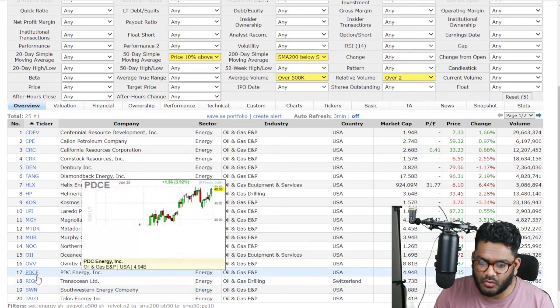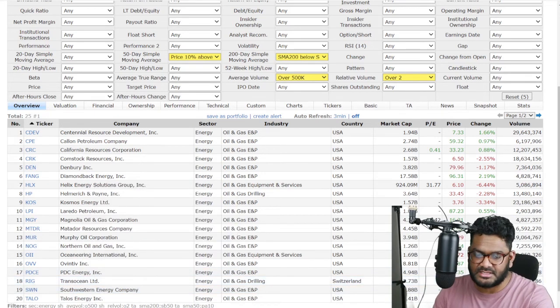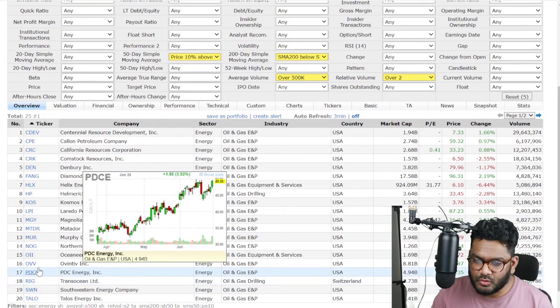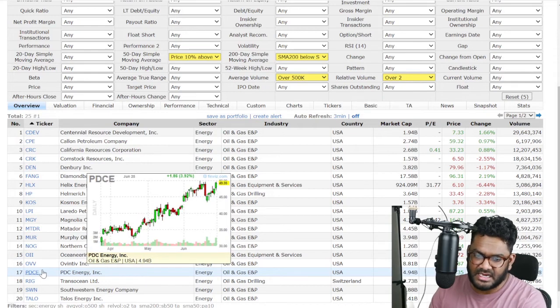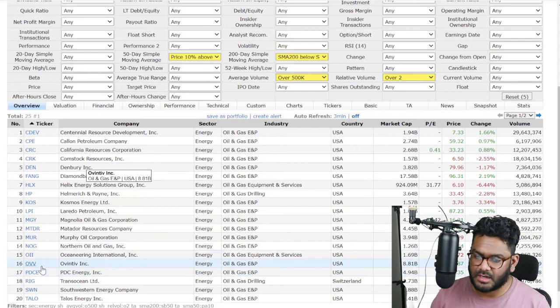I'm still at the first 20 stocks. We still have another 5 stocks. So if you go down and move your cursor, this looks interesting too. PDCE, PDC Energy, also looks interesting. Why? Because now you can see perfect ups and downs. It's a perfect stock for swing trading. I think at this point it will have a down. It looks like if it follows the trend line, it will have a small pullback from here.